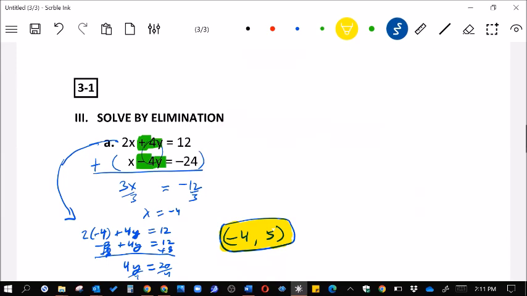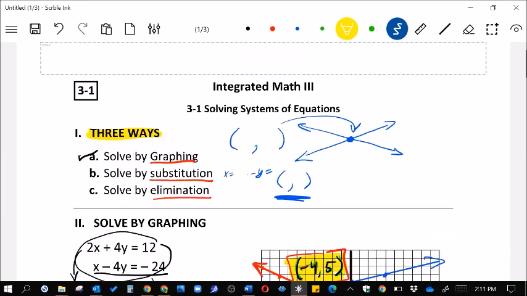Okay. So now that's substitution at the bottom of the first page, and then elimination on the second page.